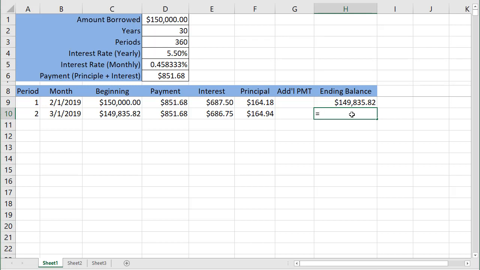So to figure out the ending balance, again, I say, well, how much did I owe at the beginning? I'm going to subtract out the principal that I paid, subtract out any additional payment that I made, and hit enter. To get, after 2 payments, I started with a $150,000 loan. Now I owe $149,670.88. So I've paid off just a very little bit. I'm going to repeat this process for 1 more month, and then I'm going to show you how to use the drag features in Excel to just do the rest of the calculations for us.